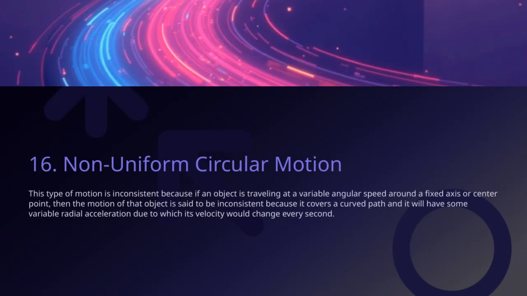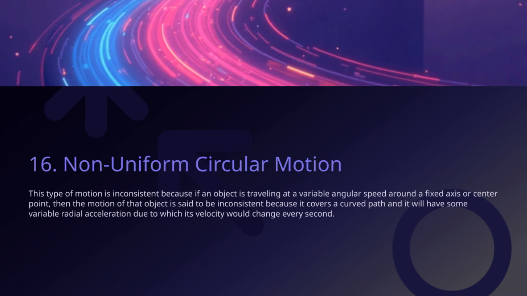This type of motion is non-uniform because if an object is traveling at a variable angular speed around a fixed axis or center point, then the motion of that object is said to be non-uniform. This is because it covers a curved path, which naturally introduces some variability in its motion. Additionally, it will experience a variable radial acceleration, meaning that its velocity would change every second. So, in essence, whenever the angular speed isn't constant, the motion becomes non-uniform, highlighting the dynamic and changing nature of such circular motion.